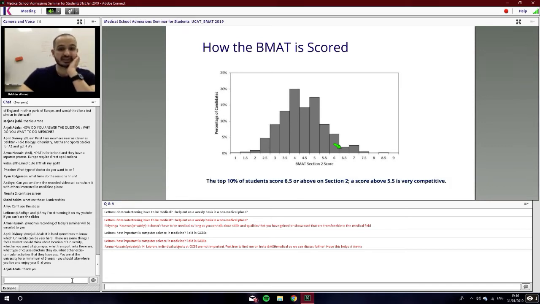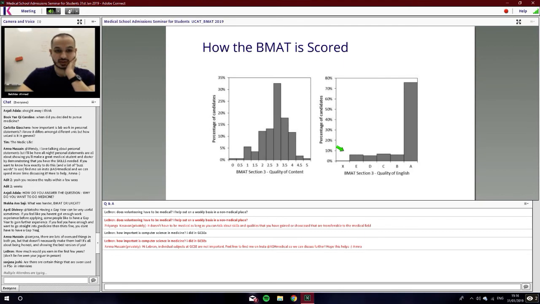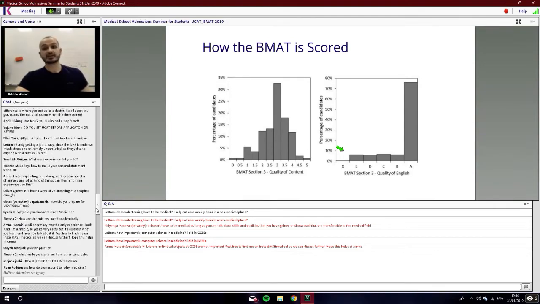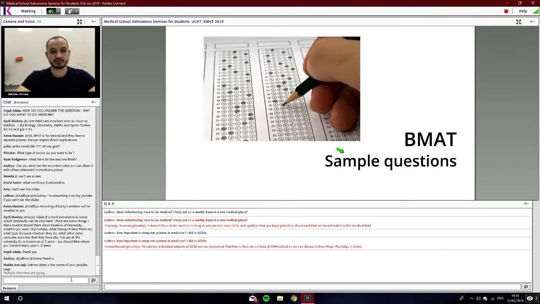The top 10% in the second section score about 6.5 or above. Here that's the first decile, and anything above 5.5 again is perfect. Right, let's go on to the third section, the essay writing task. This one's scored slightly differently. You get a score of 0 to 5 based on the quality of your content, and then A to E, which is how good your English is. We'll talk about that later in a bit more detail.